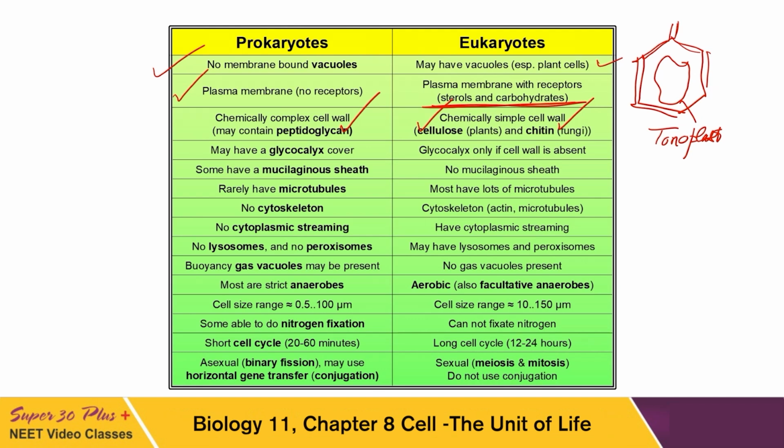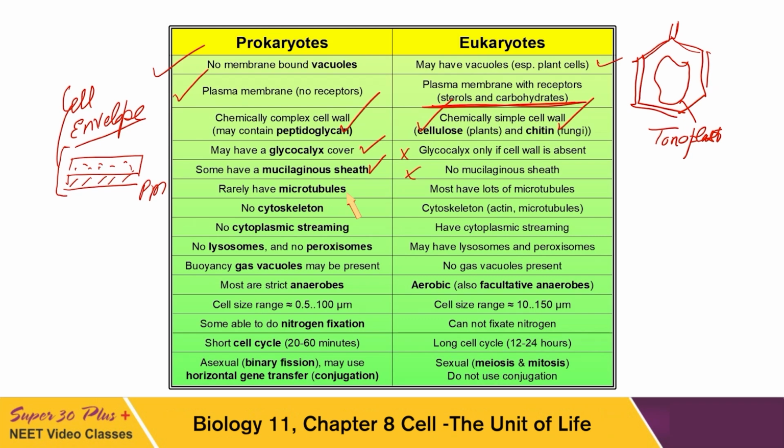You must be remembering that this is the bacteria, this is the plasma membrane. The plasma membrane is covered with the cell wall, and the cell wall is covered with the glycocalyx. All together, what we used to call the cell envelope. This cell envelope is found in bacteria, the prokaryotic cell, while we do not have such things in the eukaryotic cell. They have a mucigenous sheath. All these things are absent in the prokaryotic cell.